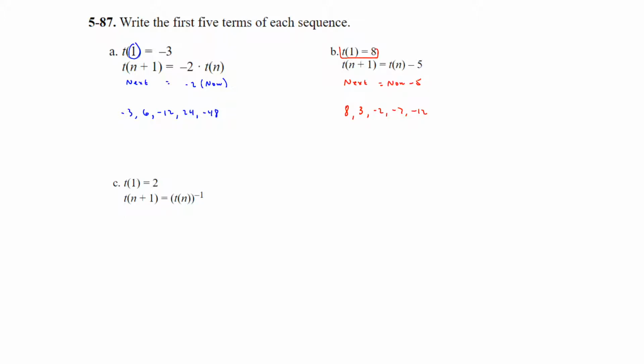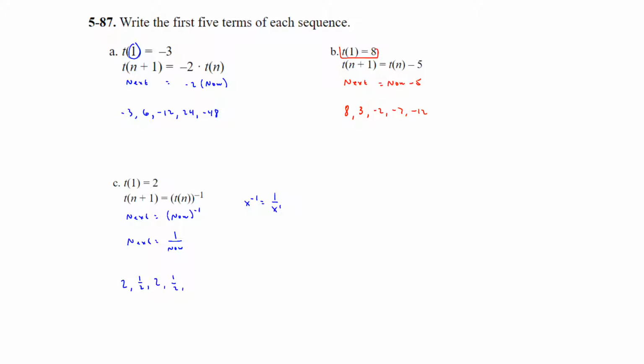And then on part C, so we'll do it again. This is the next, and this is the now term raised to -1, which, remember, something raised to the -1 is equal to the reciprocal of that. So this would really be the same thing as 1 over whatever that current now term is. So the first term, once again, is given, which is 2. And so therefore, if we take the reciprocal of that, that would be 1/2. And then you take the reciprocal of that, which would be 2.